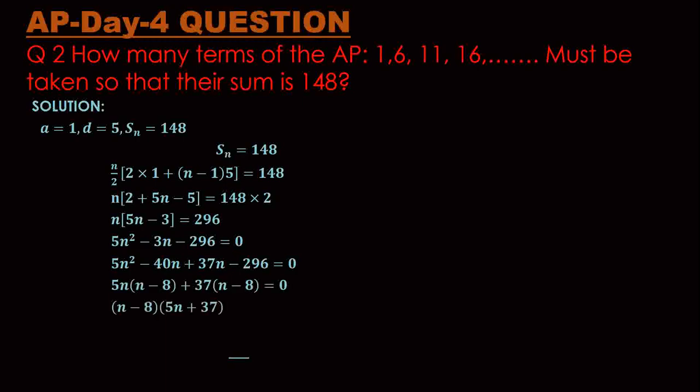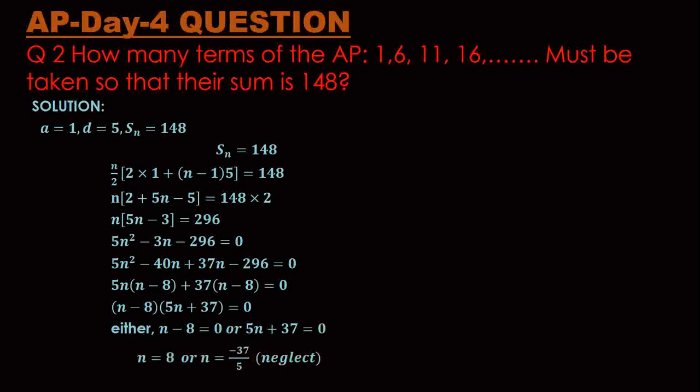n minus 8 times 5n plus 37. So either n minus 8 equal to 0 or n equal to minus 37 by 5. So that's how n equal to 8 or n equal to minus 37 by 5.